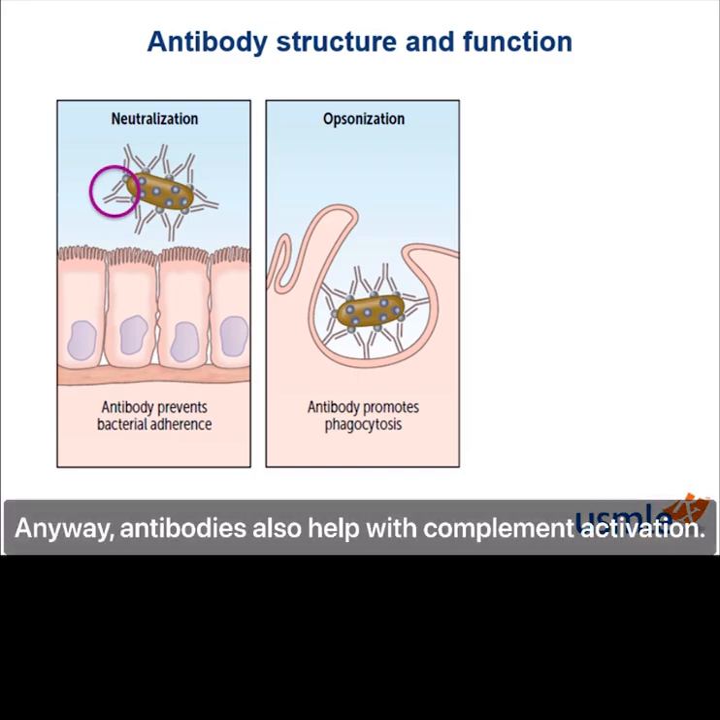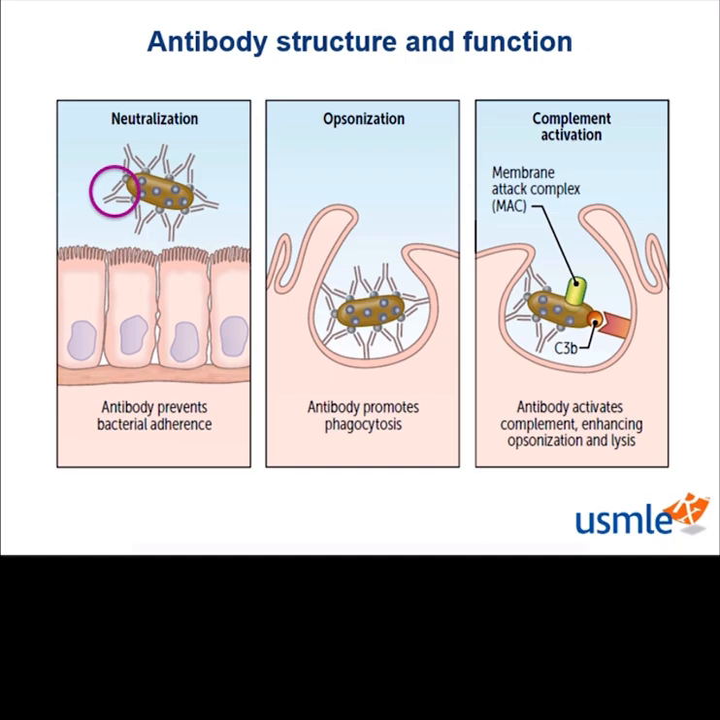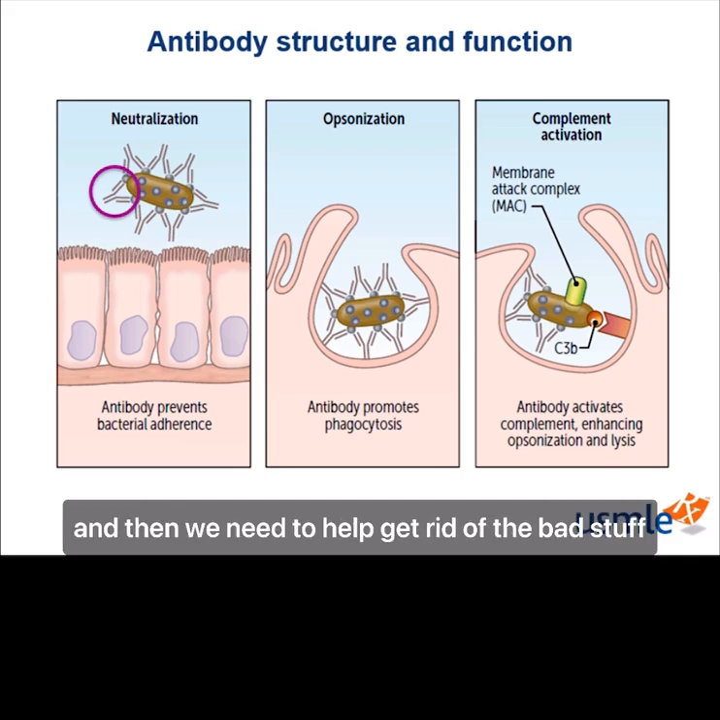Anyway, antibodies also help with complement activation. Antibodies can activate complement and enhance opsonization and lysis. So keep in mind, we need our antibodies to recognize different antigens so that they can be neutralized, and then we need to help get rid of the bad stuff with phagocytosis and complement activation.